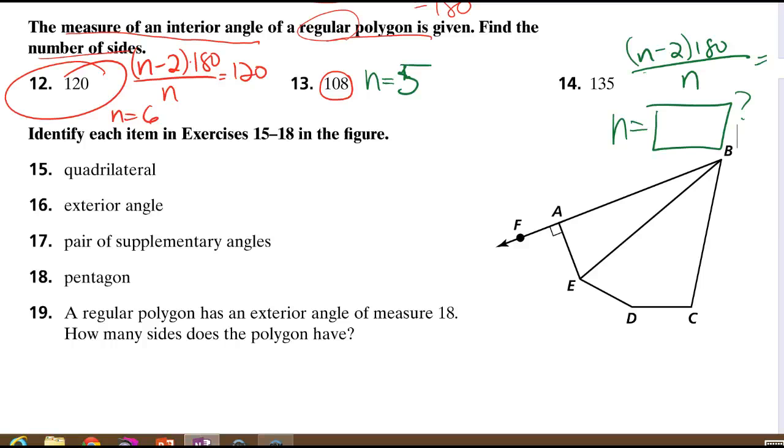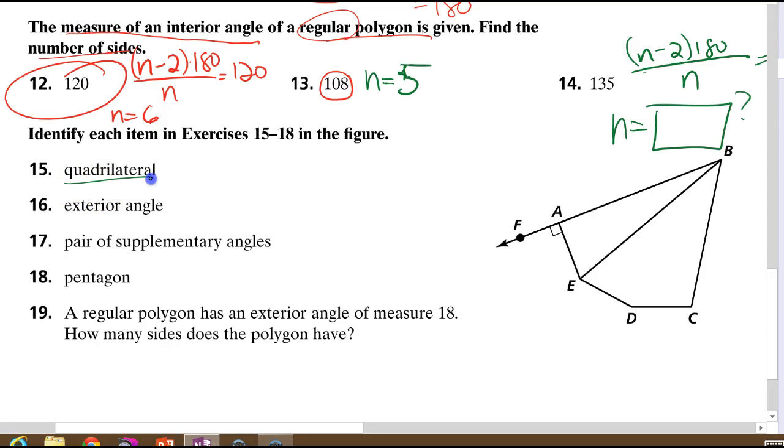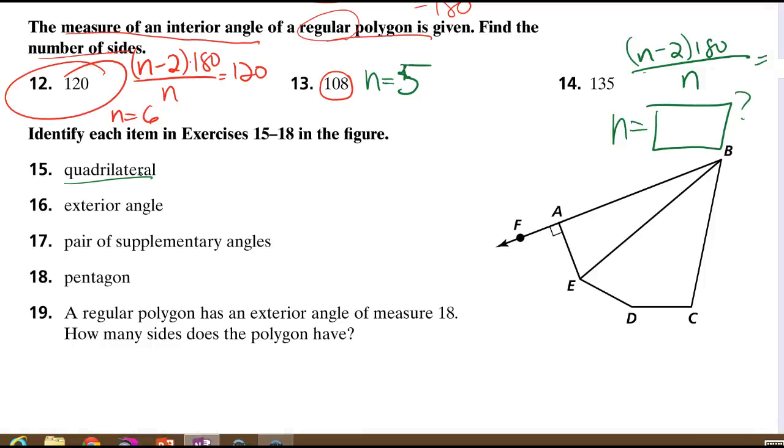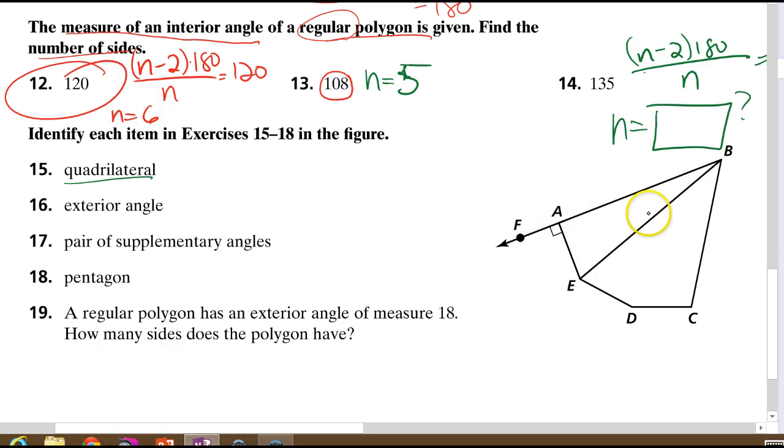So now let's identify each item in exercise 15 through 18 below. Okay, now we need to identify a quadrilateral. Wow, how do we identify quadrilaterals? We name them by their vertices. So in here I see a triangle and I see this other thing. 1, 2, 3, 4. Hey, that would be a quadrilateral. So I'm going to start with vertex B. And I have to go in order. So B, E, D, C. I've named the 4 points, and there you go.